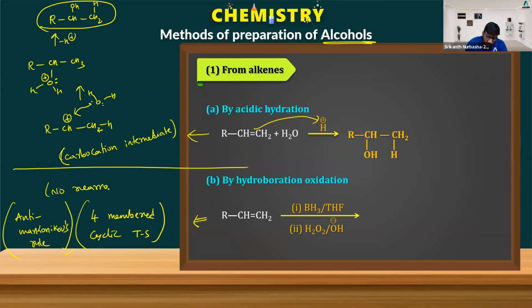And from where do you get the hydrogen? Hydrogen is obtained from BH3. OH is obtained from H2O2 in the presence of OH-. So we get anti-Markovnikov addition. Simply you can write RCH2CH2OH. No rearrangements possible, anti-Markovnikov addition, and the 4-membered cyclic transition state is the intermediate, we can say.